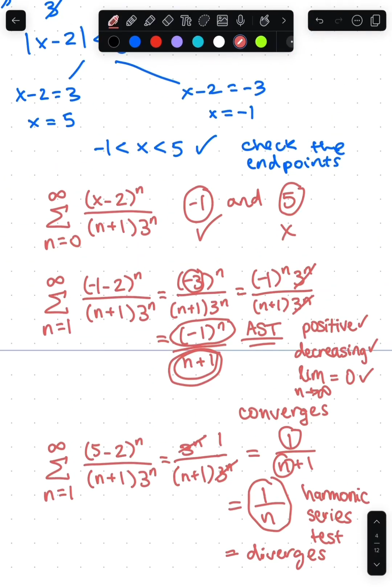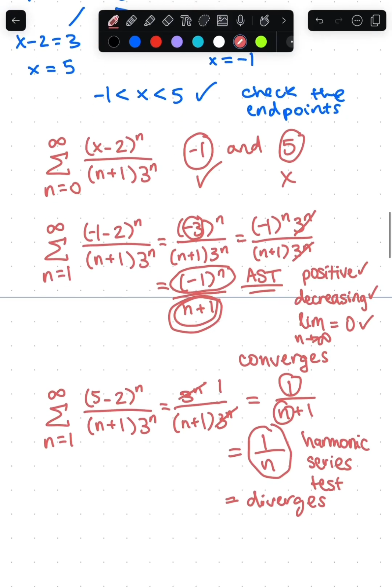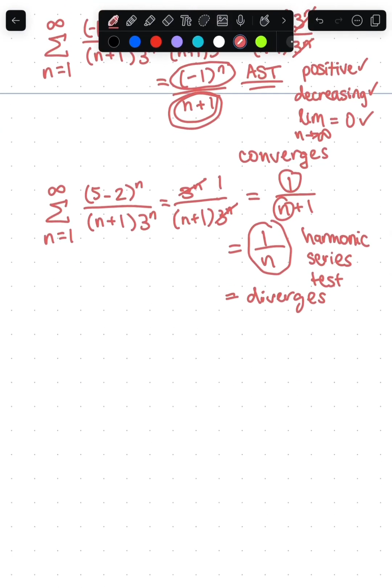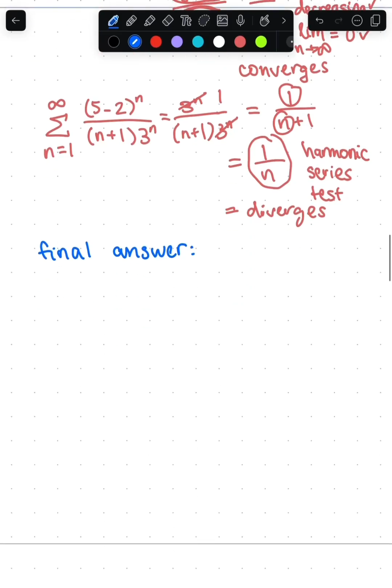Now we know that the 5 is not included in our interval of convergence, so we are left with this final answer. Our interval of convergence is negative 1 to 5, where the negative 1 is included but the 5 is not, and our radius of convergence is 3. Yay, we did it!